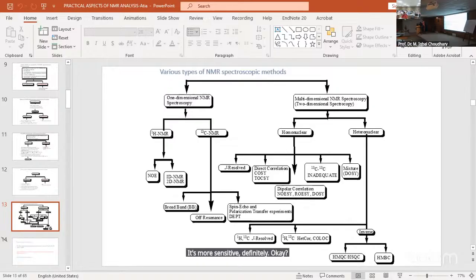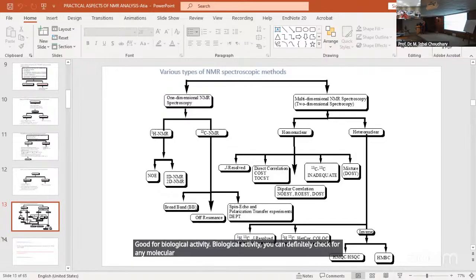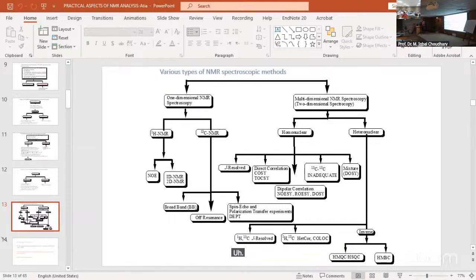There is a question online: is a compound having mass less than 100 Dalton good for biological activity? Biological activity, you can definitely check for any molecular weight. There is no limitation for the molecular mass. Are these slides going to be shared? Yes, these slides will be shared.